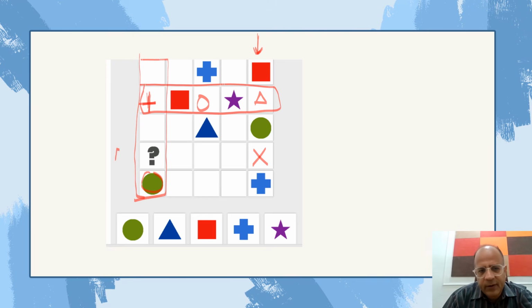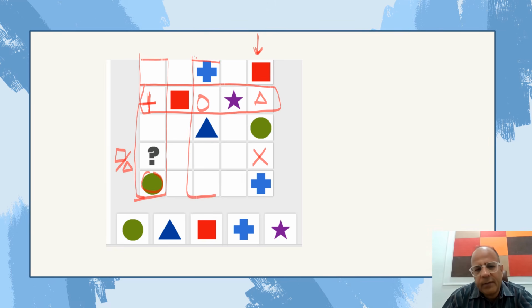So I'm left with either a square or a plus. Plus is already taken care of, so it is going to be a triangle. Either it is a square or it is going to be a triangle at this point of time. So still I'm left with two choices to make, and there is something more I need to do. Is there any other row or column I can fill? Yes, I will try this one.